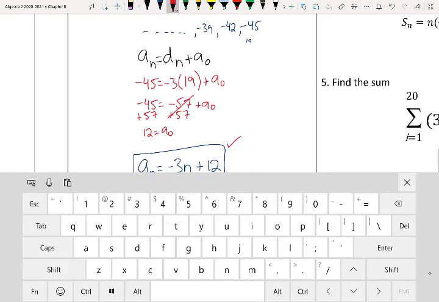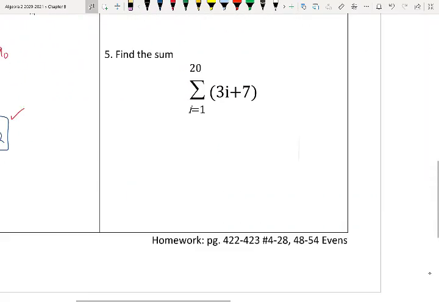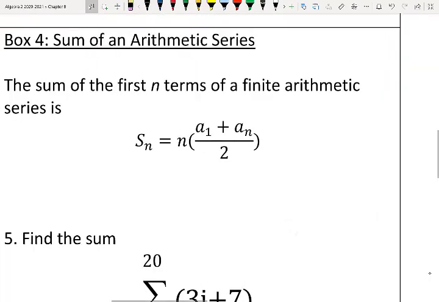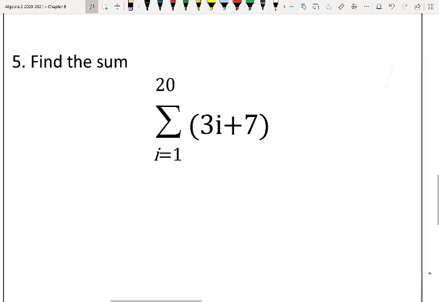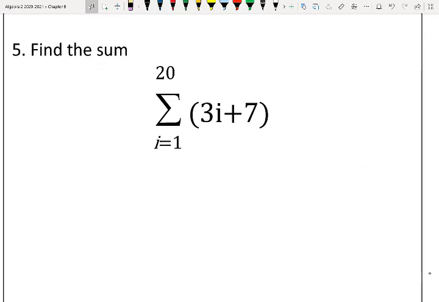All right, last box, box 4. Now, box 4 is jumping to series. Those first 3 things were all about the sequences. If we are dealing with a series that is arithmetic, and specifically it has to be a finite arithmetic series, we have a shortcut on how we can find the sum of that series. We don't have to plug in 1 through 20 for our series, find each individual term, and then add them all together to find the sum of the series.